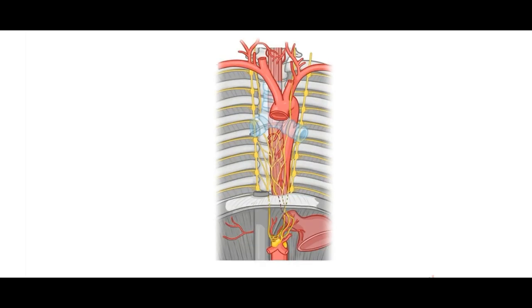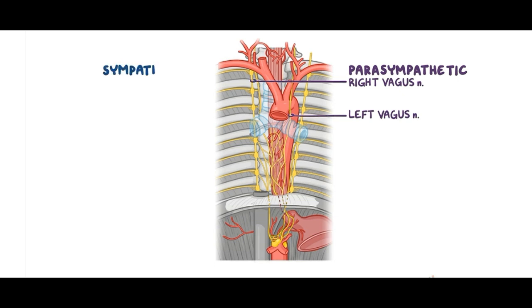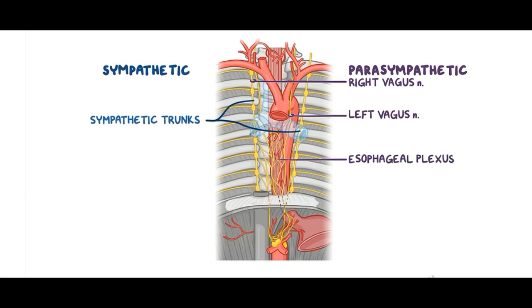Lastly, let's discuss the innervation of the esophagus. It receives parasympathetic fibers from the right and left vagus nerves and sympathetic fibers from the sympathetic trunks. The vagus nerves go on to form the esophageal plexus, which also contains sympathetic fibers mainly from the greater splanchnic nerves that arise from the sympathetic trunk at the T5 to T9 level. Its fibers synapse along the aorta, including at the celiac ganglia, before contributing to the esophageal plexus.